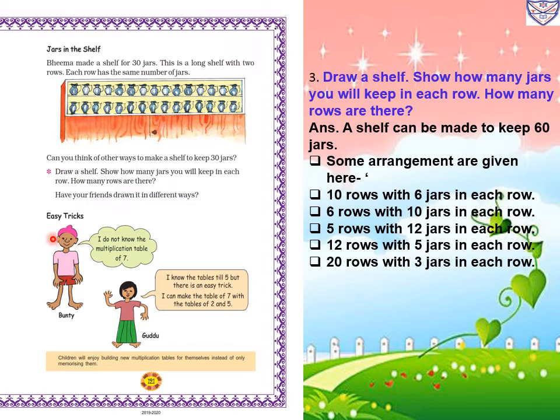Easy tricks. I do not know the multiplication table of 7. Bunty is saying, I do not know the multiplication table of 7. Now Gudu says, I know the table till 5, but there is an easy trick. I can make the table of 7 with the help of the tables of 2 and 5. Now she is saying she knows up to table 5, then she can make table 7 with the help of the 2 and 5 tables. How she is going to do that, we will see.